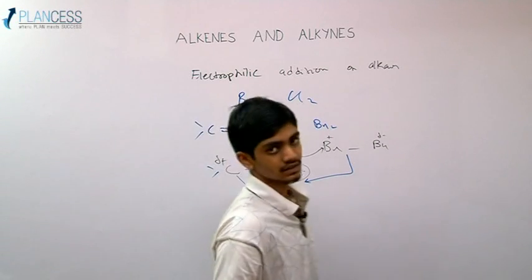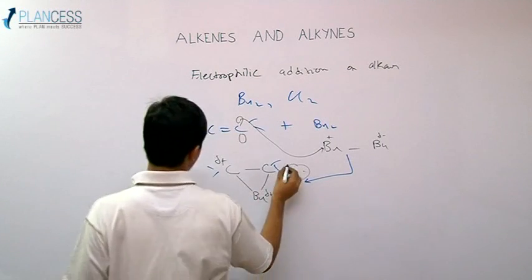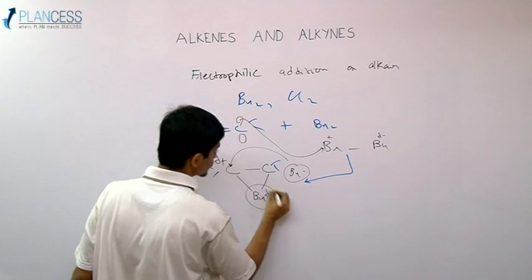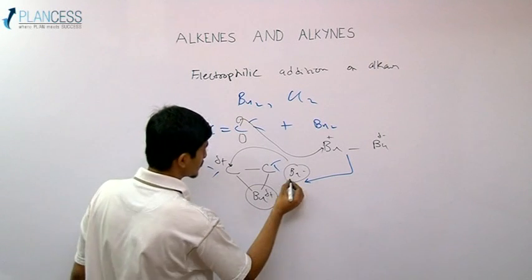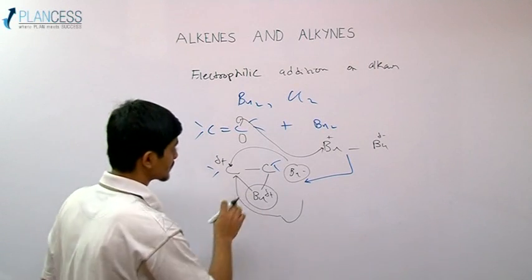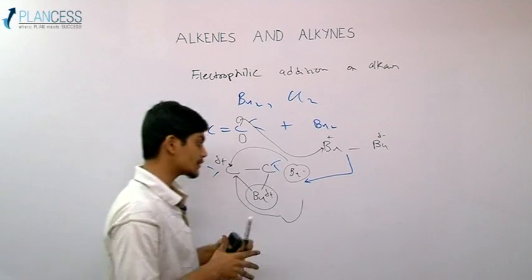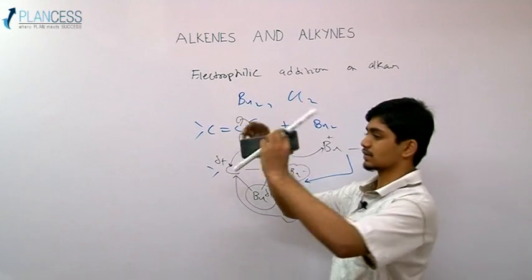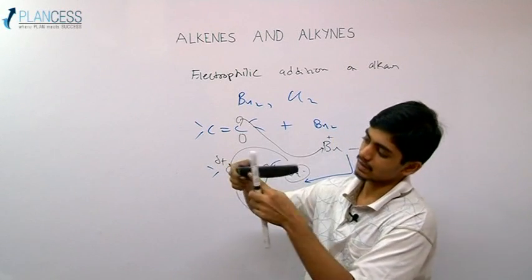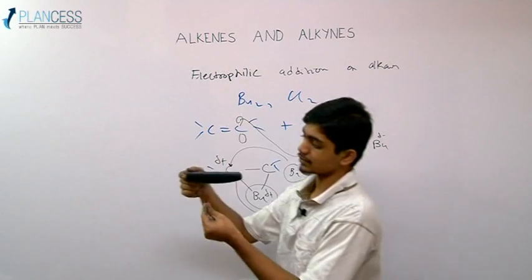That means it seeks an electron deficient center, and hence it attacks this carbon, and it attacks in such a way that it is anti to this bromine. This bromine cannot attack this carbon from the same side where the Br delta positive charge is present, because there would be so much repulsion. Suppose this was the earlier alkene, now the bromine has come here like a triangle. So the bromine is over here now.